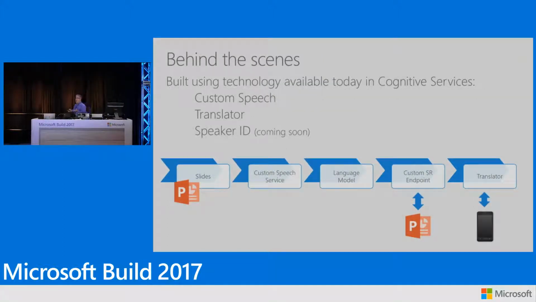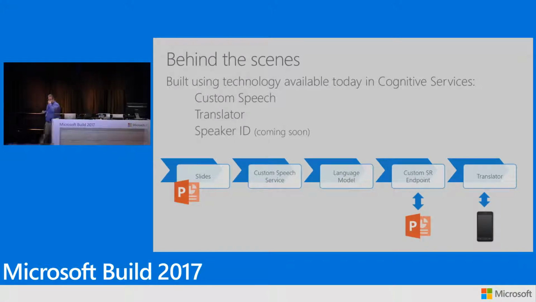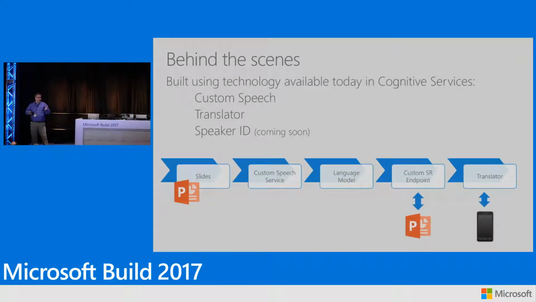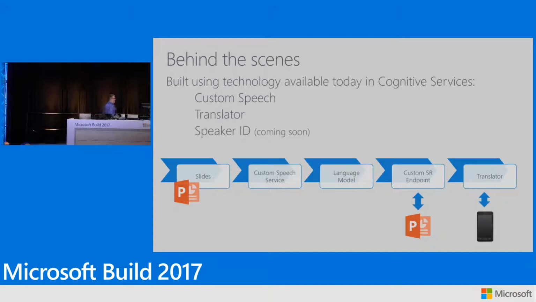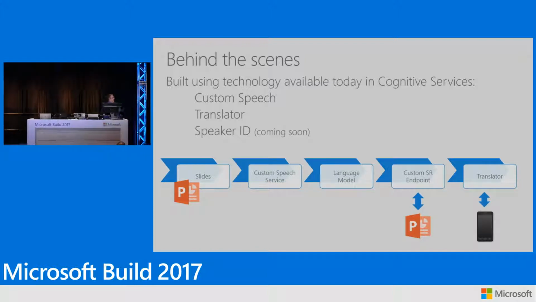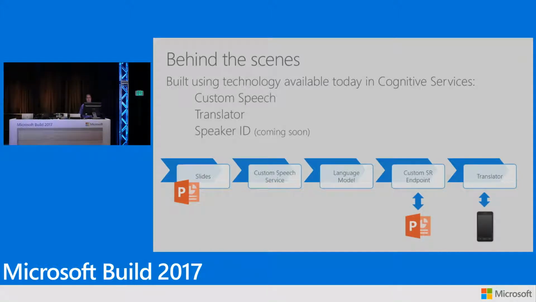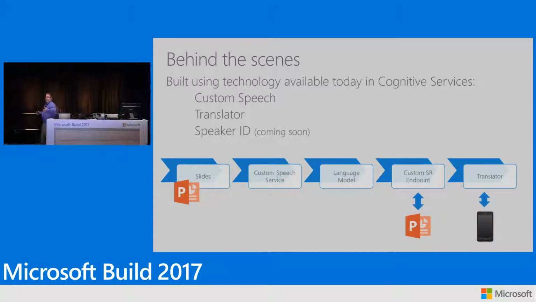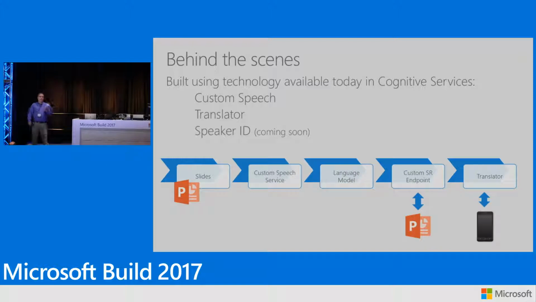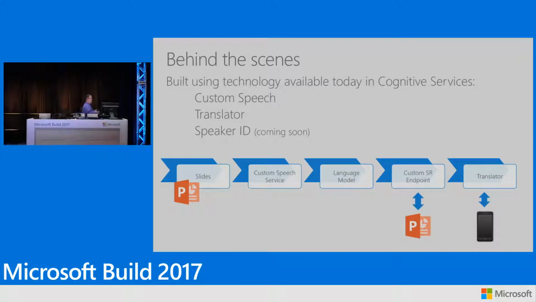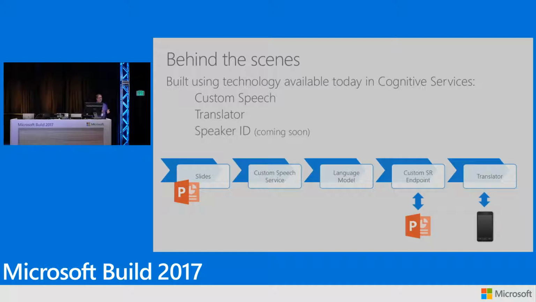So basically, how have we done that? I mean, this is a product we are shipping now, right? So you saw the announcement. Behind the scenes, basically, we are just using technology which is available to all of you today in cognitive services. There is, of course, a service behind it. There is code to make that work. But from the API perspective, from the real complex problems that we're trying to solve, it's all available in cognitive services. So we're using a combination of custom speech service, translator APIs, and we're going to add very soon speaker identification.